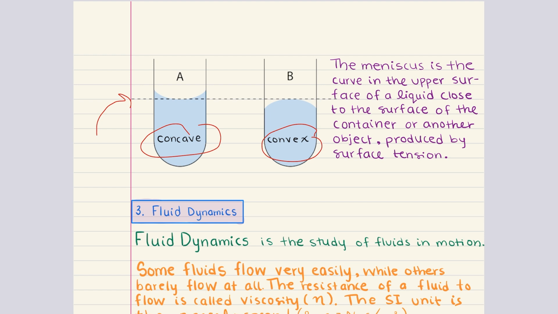So let me repeat that one more time. In a concave meniscus, adhesion to the glass is stronger than cohesion between water molecules, causing the liquid to climb up the sides of the container. In contrast, a convex meniscus occurs when cohesion is stronger than adhesion.